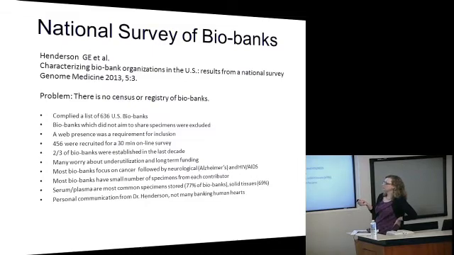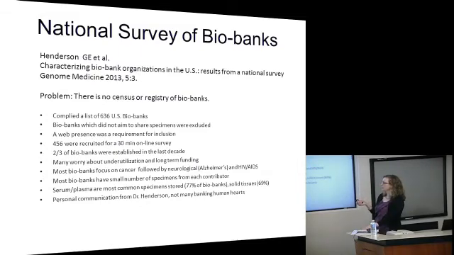Some of the information acquired from this survey was that about 75% of the banks in the United States have been established in the past 10 years. Most people worry about underutilization of their biobanks, and one thing we're really worried about is long-term funding for sustainability. The majority of the banks have focused on cancer, followed by neurological banks such as Alzheimer's, and then HIV/AIDS.